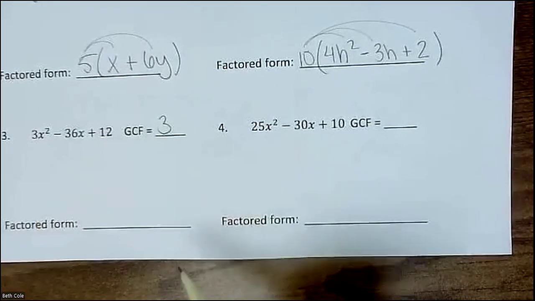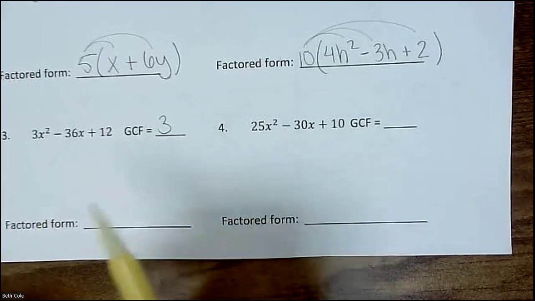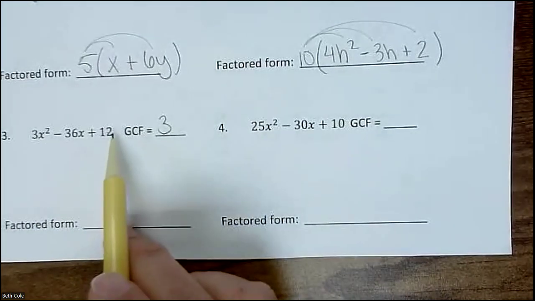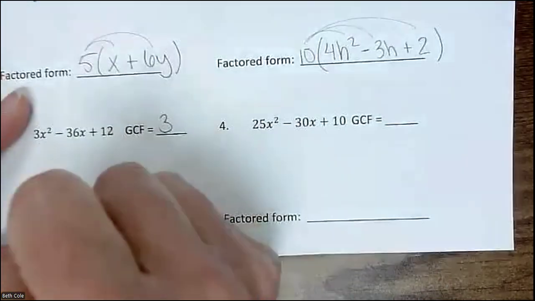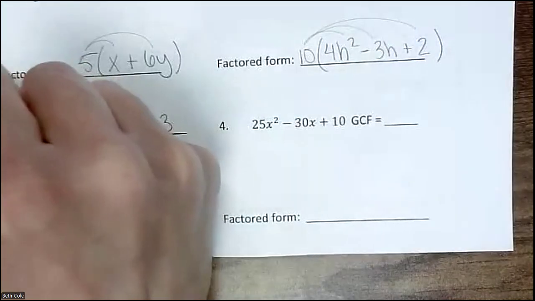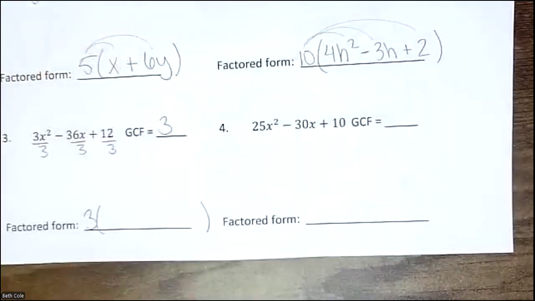Now, can you take an x out of all of them? No. Why not? 12 doesn't have it. Cool. So put 3, put your parentheses. We're going to divide them all by 3.